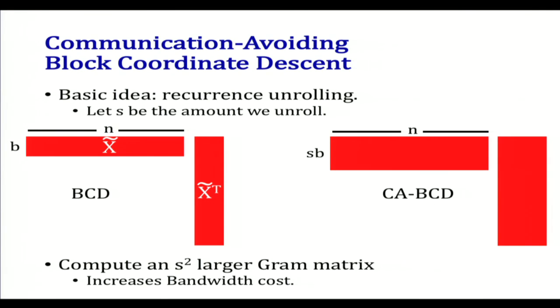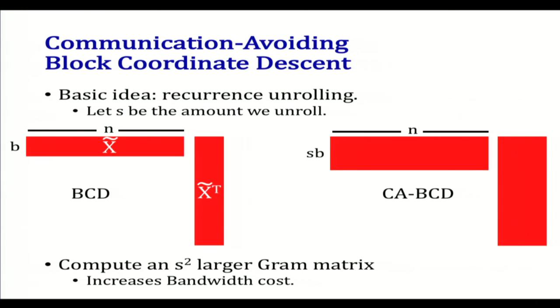Conceptually, the difference between block coordinate descent and the communication-avoiding version is that you just pick larger blocks. Rather than picking b rows here, you're going to pick s times b. That means I now compute s squared more flops, because the matrix multiply here scales as s squared b squared times n. That's an s squared factor more flops. You also get a much larger Gram matrix, so you increase the message size of your MPI all reduce.